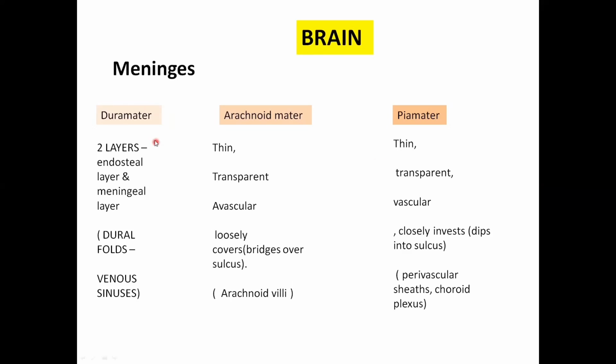So this is just a comparison between the three layers. I've told you about the dura mater, the two layers, the dural folds and the dural venous sinuses. The arachnoid mater, I told you, is thin, transparent, avascular. It loosely covers the brain. It's going to bridge over the sulcus. Okay. Arachnoid villi, I'll show you a picture. The pia mater, meanwhile, is also a thin, transparent layer, but it is vascular. Okay. Vascular. It closely invests the brain surface. It dips into the sulcus. And these are modifications of the pia mater. I'll explain it to you soon.